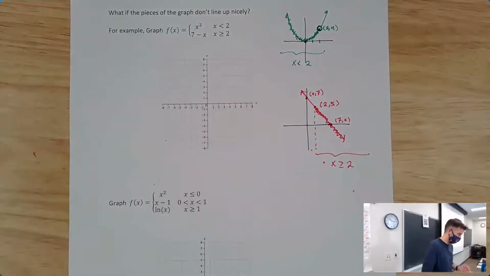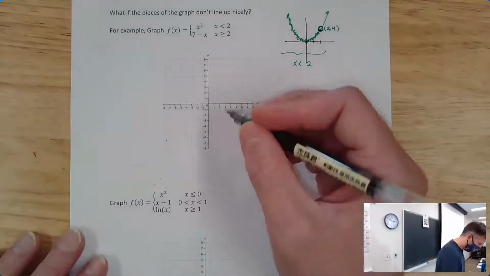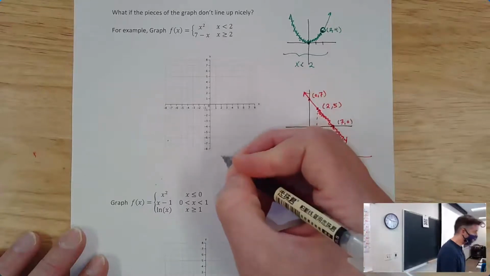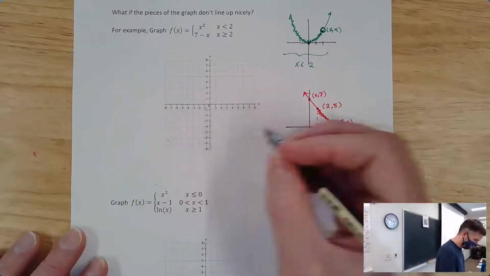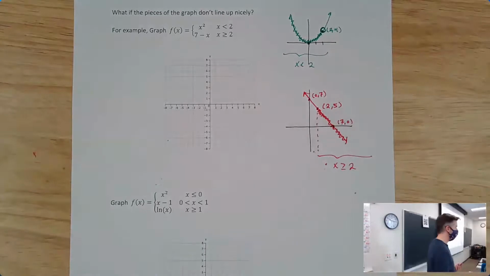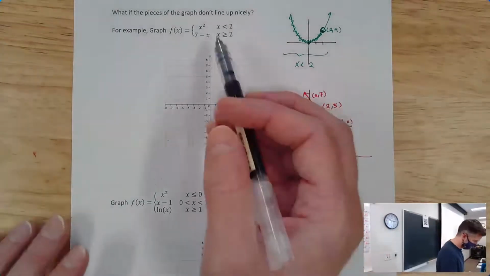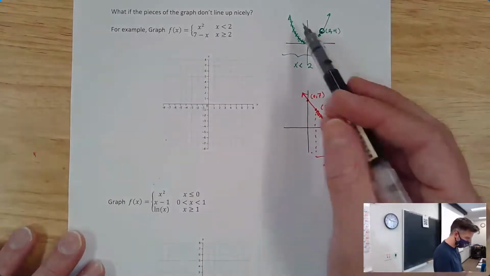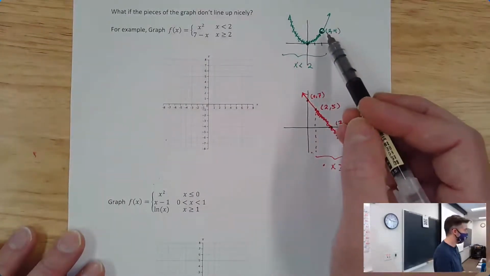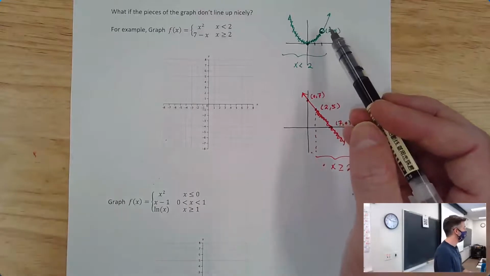So here's how this graph is going to look. Again, I'm thinking about 2 being the break point here. I usually go from left to right, although it doesn't matter actually. It's just kind of what I do. So I'm going to draw the left function. I'm going to draw y equals x squared, but only up to the point 2, 4, and I'm going to exclude the point 2, 4.